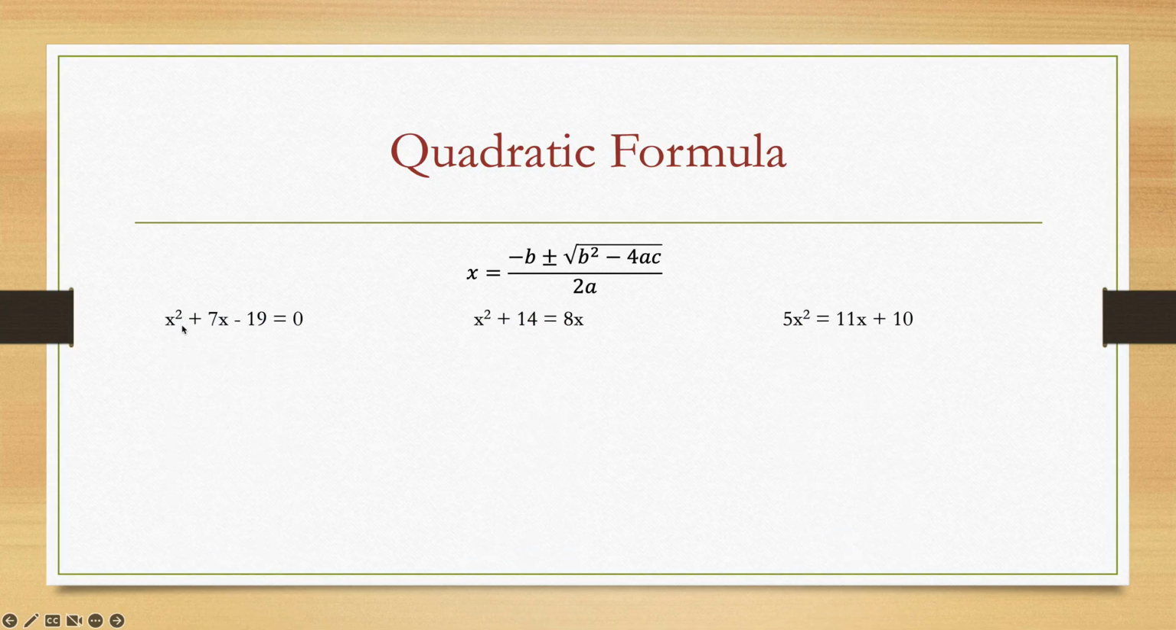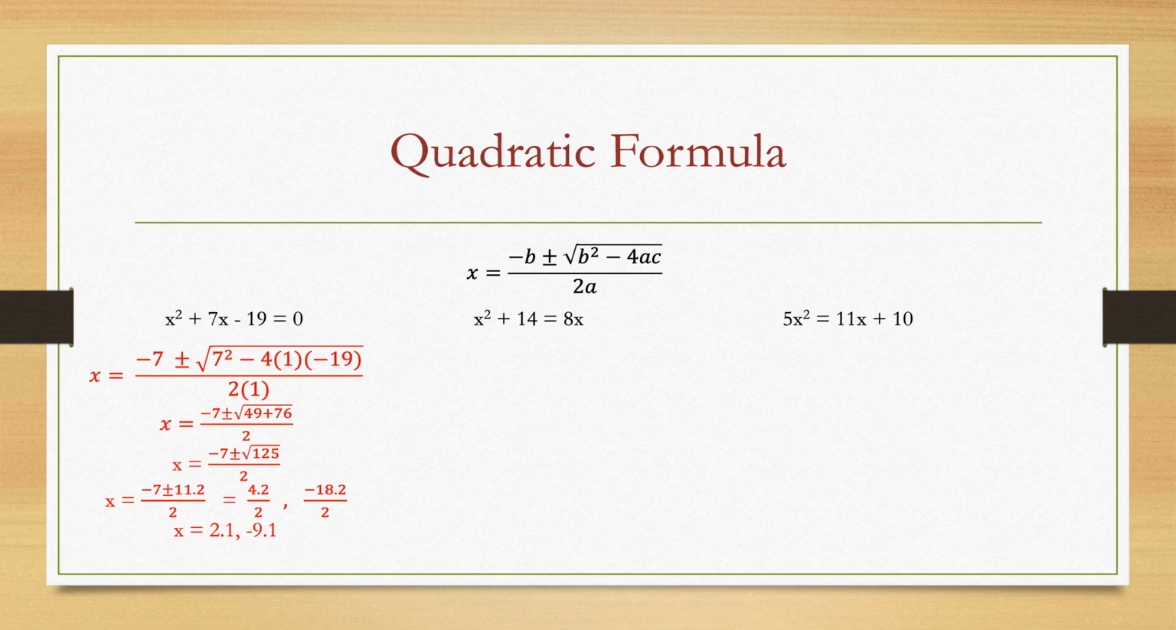So let's do this first one together. First thing I ask you to do is figure out what are A, B, and C. Again, these are the same questions we did before. A is the number in front of x squared, so it's 1. B is the number in front of x, so it's 7. C, the constant at the end, is negative 19.